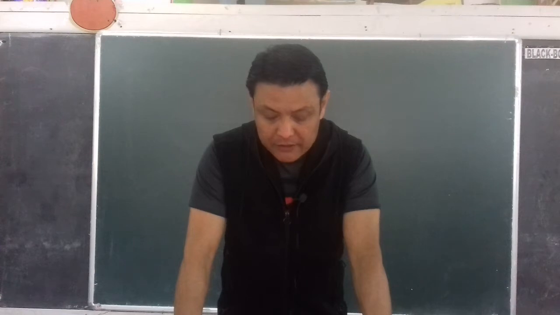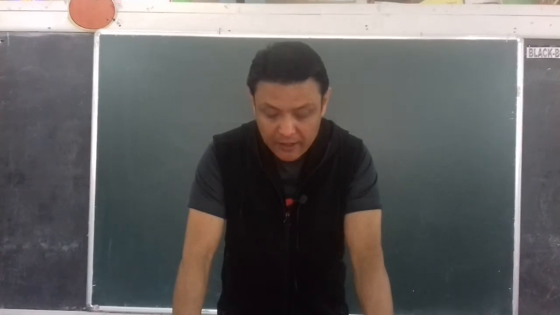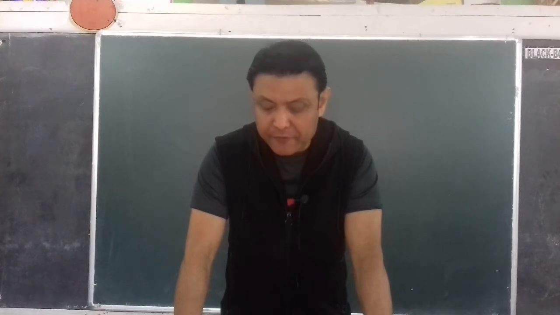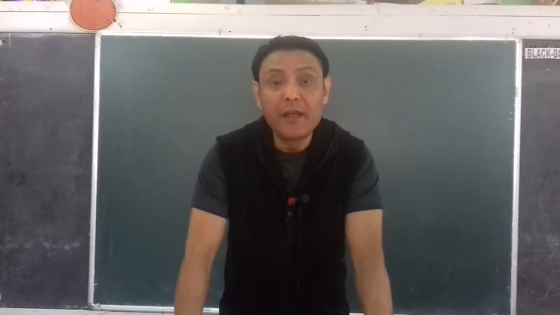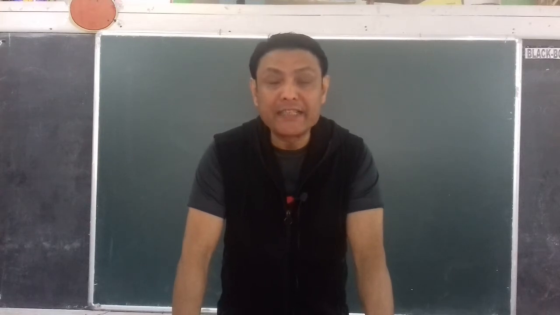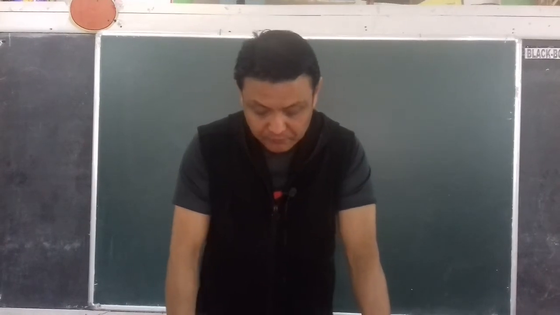Which of the following is not a chemical change? The options are rusting of iron, cooking of food, digestion of food, and freezing of water. Obviously it is freezing of water. It is not a chemical change, it is a physical change. Rusting of iron, cooking of food, digestion of food, these are all examples of chemical change.